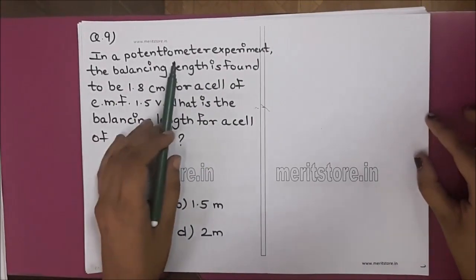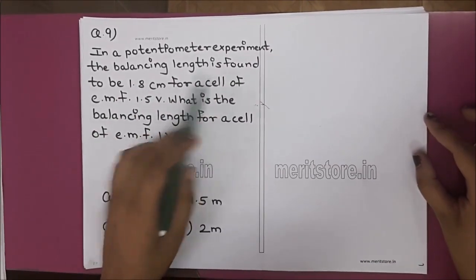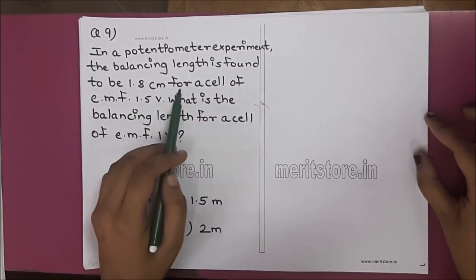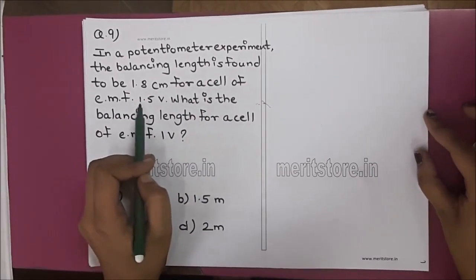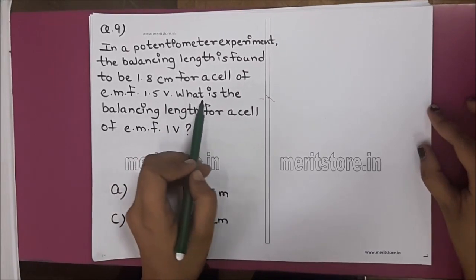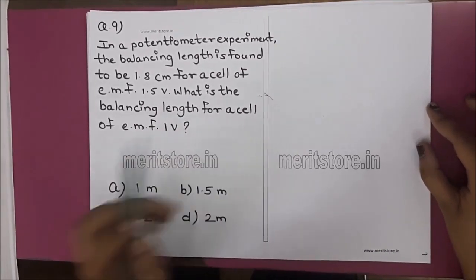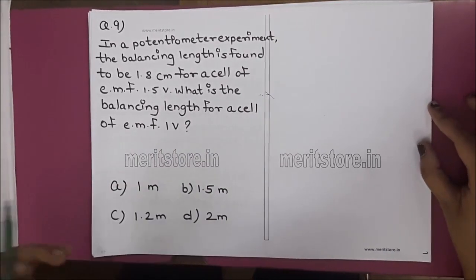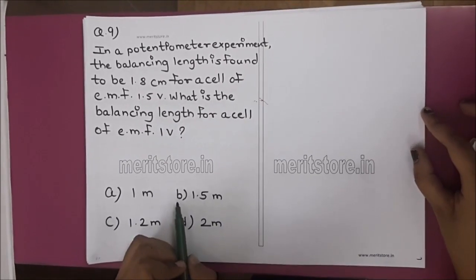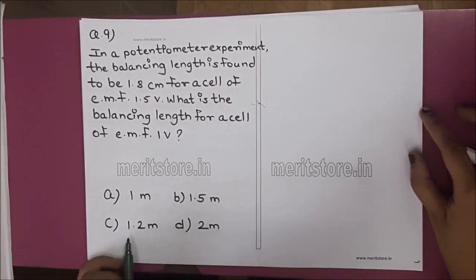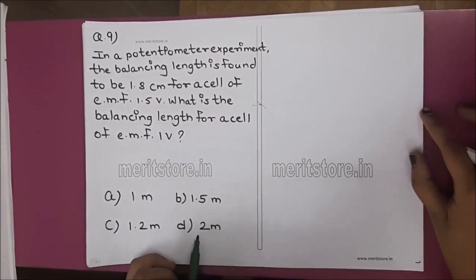Question 9. In a potentiometer experiment, the balancing length is found to be 1.8 cm for a cell of EMF 1.5 volts. What is the balancing length for a cell of EMF 1 volt? A 1 meter, B 1.5 meter, C 1.2 meter, D 2 meters.